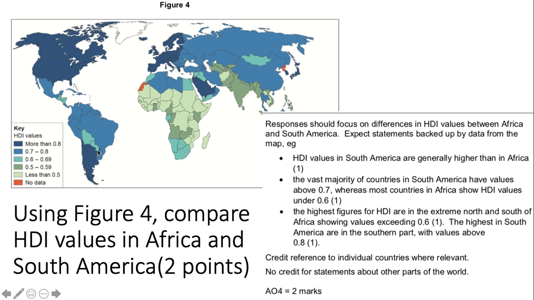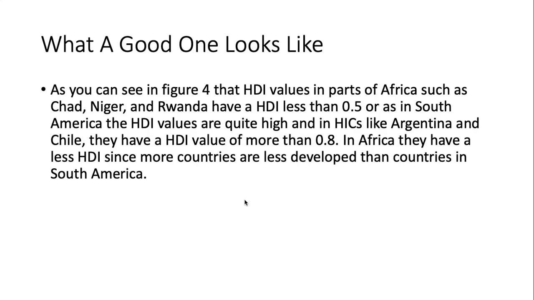So they've identified the general trends. They've also started talking about some specific data, and they're using specific data from the map. So that's including naming places and using the information in the key. So what did this look like in practice?